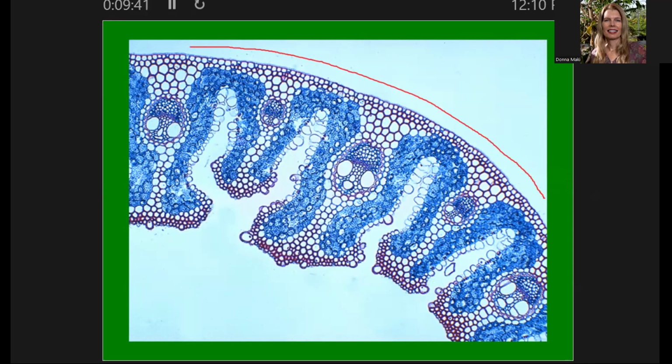How about right along this bottom? Do you see any obvious? They're like, where the heck did they put their stomata? You got to go in. You got to go in.